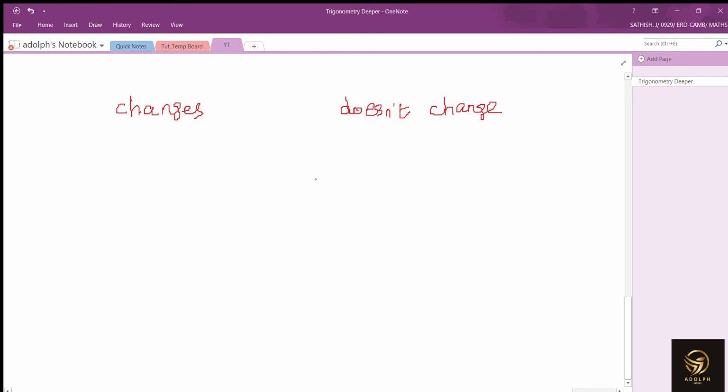I have written on one side for what values it is getting changed and for what values it is not changing. For 90 plus or minus theta, sine will change into cos, cos will change into sine, and all other ratios will follow the same. Then also for 270 plus or minus, it will be changing. And for what values will it not change? For 180 plus or minus and 360 plus or minus, it will not change.